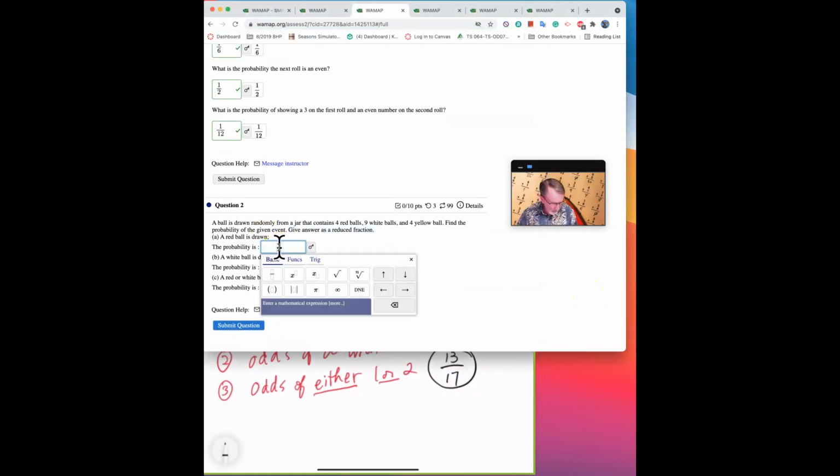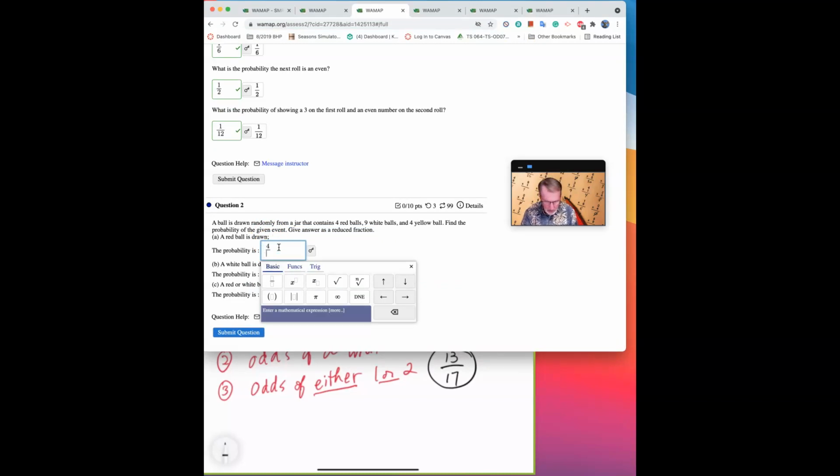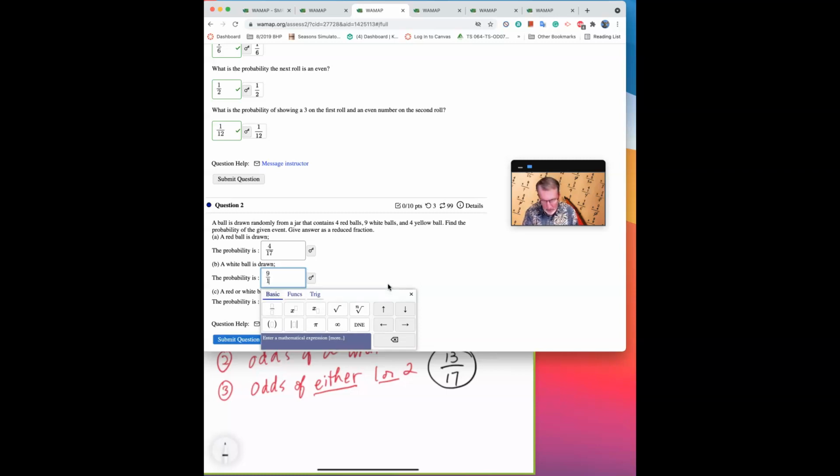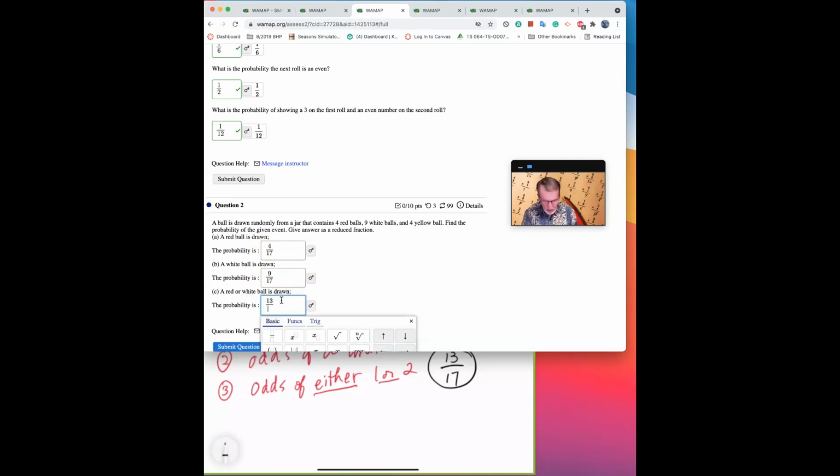All right, so probability of a red ball, there are 4 red balls and 17 total balls. Second one, the odds of a white ball, I think I said the wrong color ball for this. Red ball, there are 4 red balls, so 4 out of 17. Probability of a white ball, there are 9 white balls out of 17, so those are your odds. And then red or white, we add these two together, and to add fractions, you have to have the same denominator. So we add 4 plus 9, and we get 13/17 for our answer.